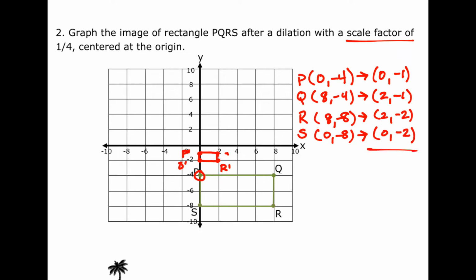Let's verify that these new coordinates are in fact what we graphed when we originally dilated our figure. Is P prime actually at 0, -1? Yep, that's where P prime is. Is Q prime at 2, -1? It is. How about R at 2, -2? Check. And finally S at 0, -2, and that is where S prime is. So we verified that our dilation using distances was correct by using the original coordinates multiplied by the scale factor.